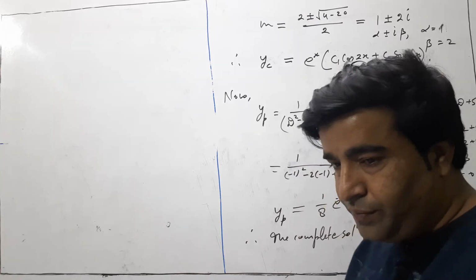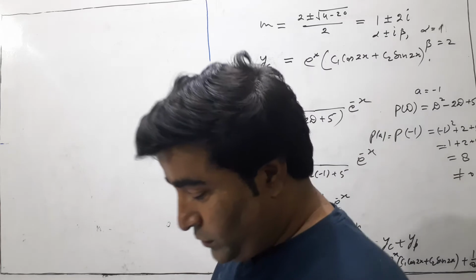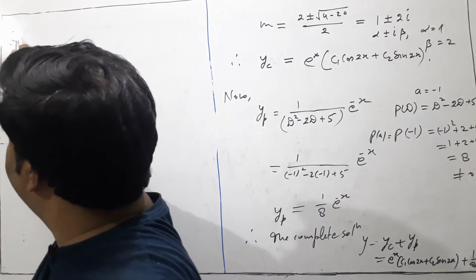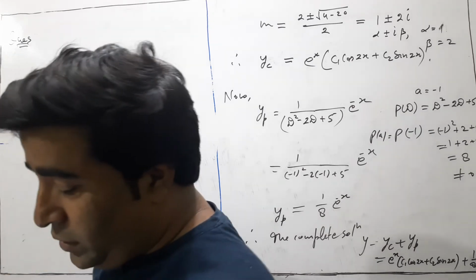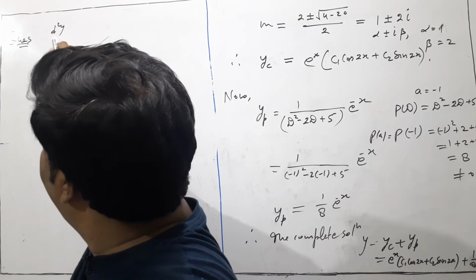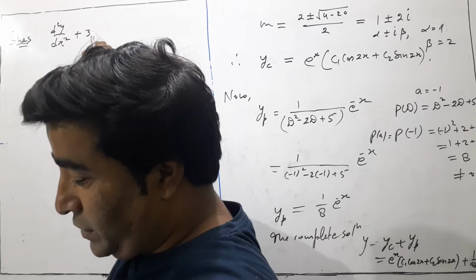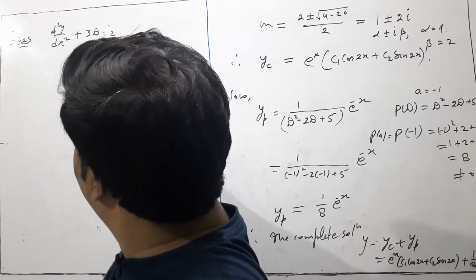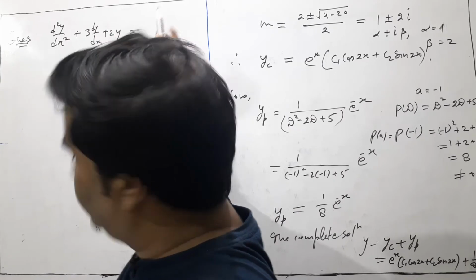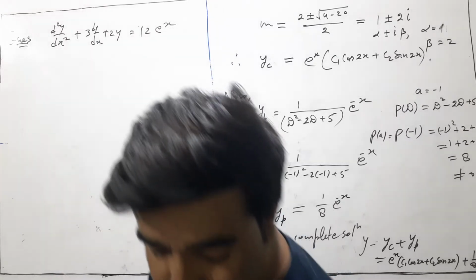Next question is: solve the differential equation. The differential equation is d²y/dx² + 3 dy/dx + 2y = 12 e^x.